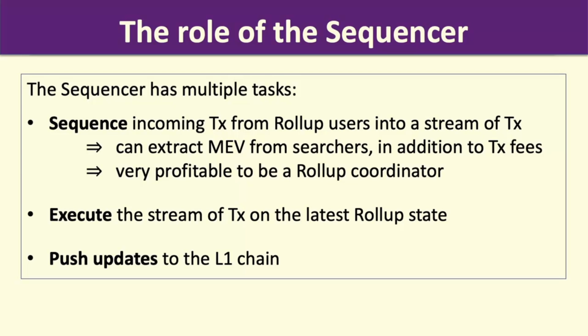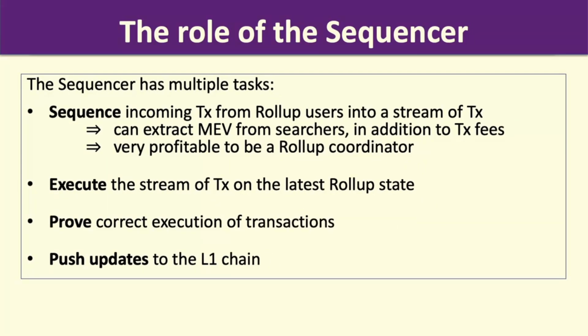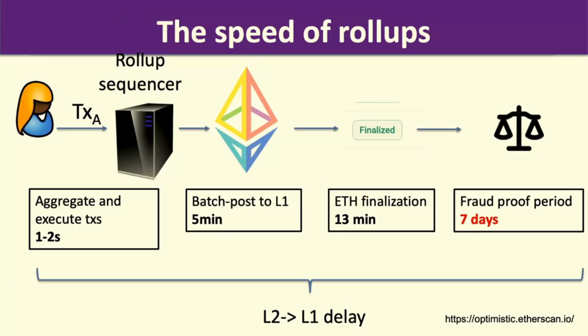So what has changed? This was the role of the sequencer before. It would sequence, execute, and push transactions. Now we added a step, which is this proving step. So now the sequencer also needs to prove the correct execution of the transactions. If we now look at the speed of the ZK rollup, I should have called this the speed of the ZK rollup. What we added is that we need to aggregate, execute, and prove all of the transactions. So we've actually made this slower. This is now a few minutes.